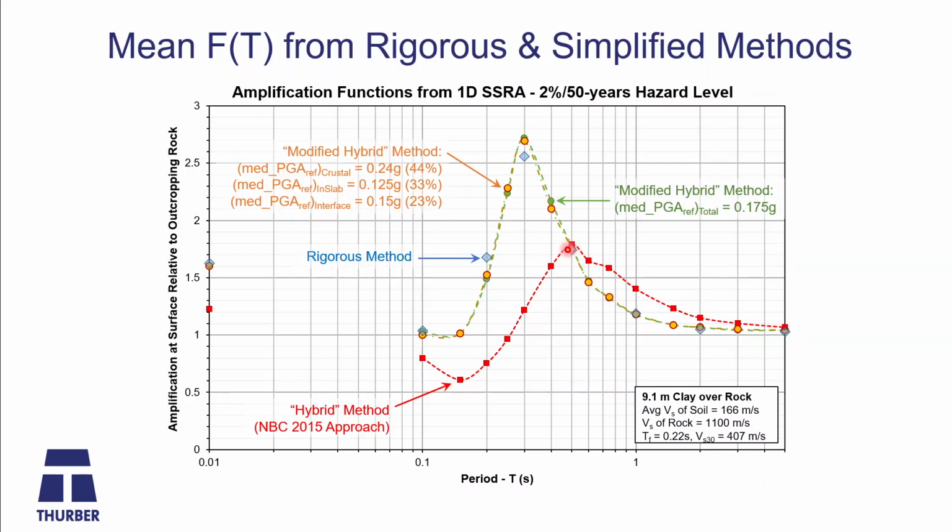Just like what we saw in the previous slide where I compared all the amplification functions together, what you see is a greatly reduced peak shifted from 0.3 seconds to 0.5 seconds. And rather than it being a 2.7 amplification factor, it's like 1.8. So it's significantly lower. If we go to 0.3 seconds, it's almost half of what we're predicting using the modified hybrid method. This is what's happening when we're doing site response analysis using the old way of scaling everything up to the total probabilistic hazard value, the stratospheric value.